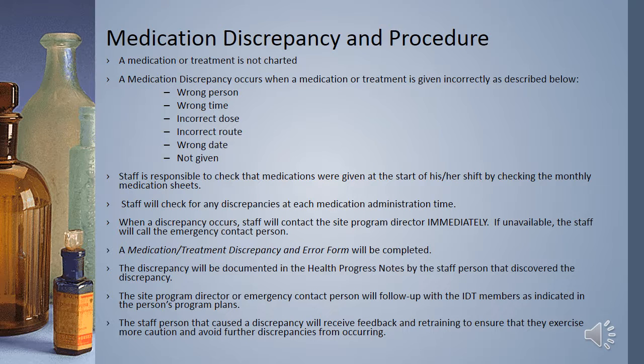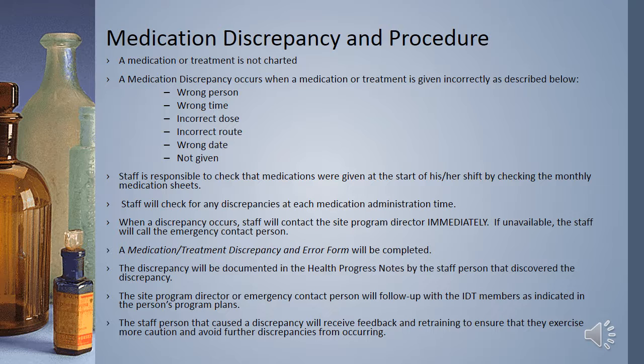Medication discrepancy and procedure. A medication discrepancy occurs when a medication or treatment is not charted. A medication discrepancy also occurs when a medication or treatment is given incorrectly, as described below. This directly corresponds to the 7 rights: the wrong person, wrong time, incorrect dose, incorrect route, wrong date, or not given at all. Staff are responsible to check that medications were given at the start of his or her shift by checking the monthly medication sheets during the double check. Staff will check for any discrepancies at each medication time as well.